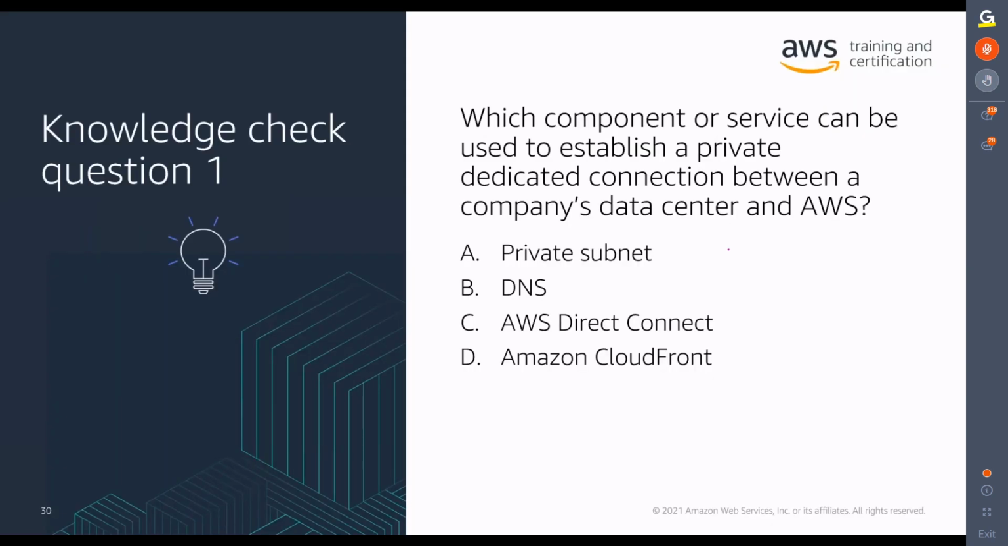All right, knowledge check. Here we go. First quiz of the afternoon. Which component or service can be used to establish a private dedicated connection between a company's data center and AWS? I'm going to help you a little bit. The key word in that question is the word private. All right, I'm starting to see some answers. Since it's a private connection, then I think we're talking about Direct Connect. Choice C, right? We're not crossing the internet. So I'm thinking Direct Connect.